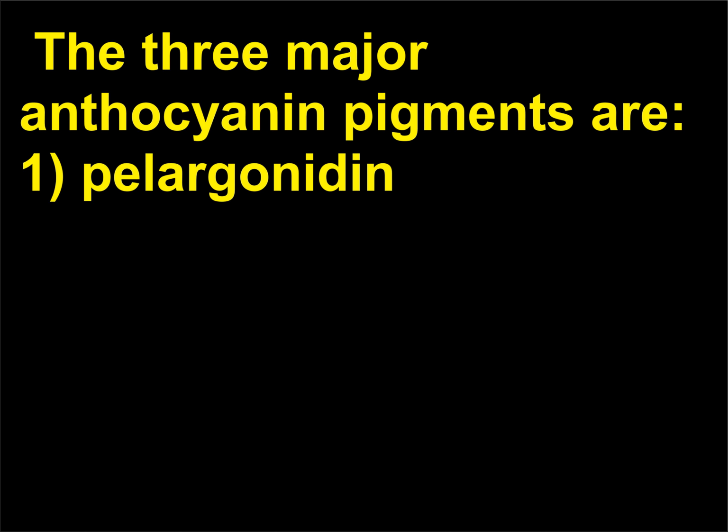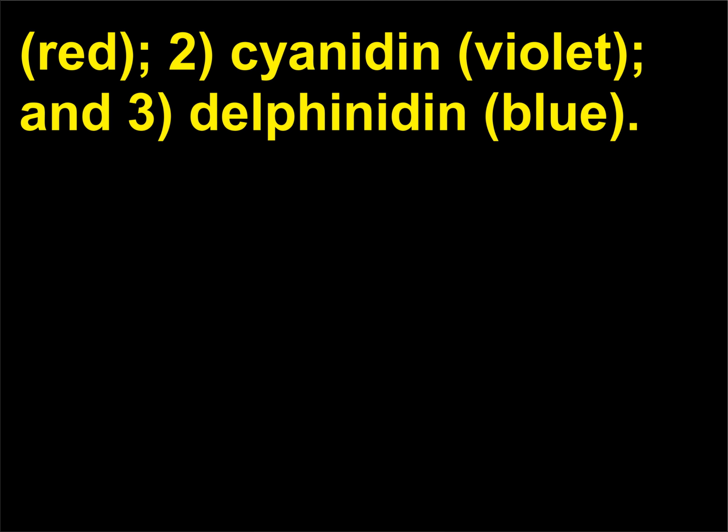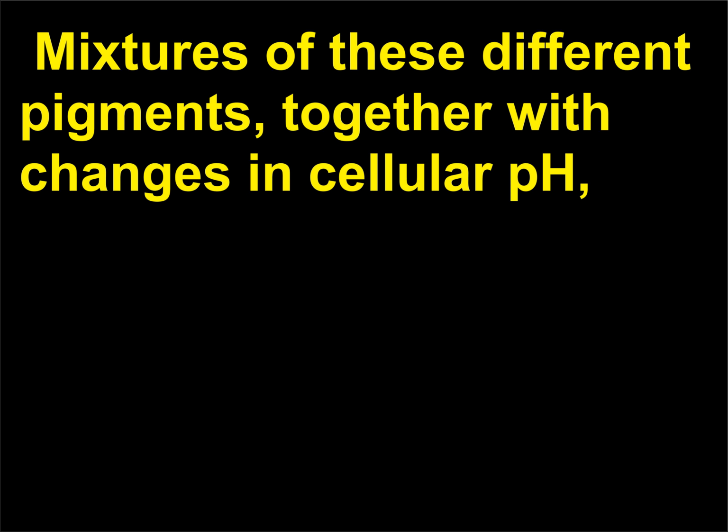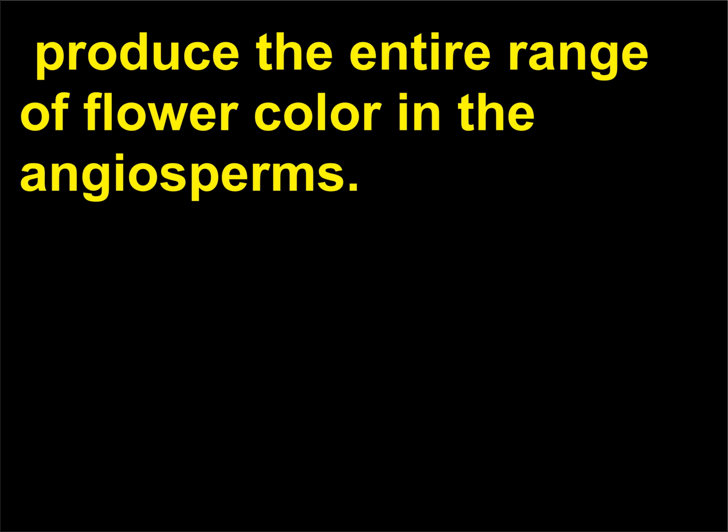The three major anthocyanin pigments are: 1. Pelargonidin, red; 2. Cyanidin, violet; and 3. Delphinidin, blue. Related compounds, known as flavonols, are yellow, ivory, or white. Mixtures of these different pigments, together with changes in cellular pH, produce the entire range of flower color in the angiosperms.